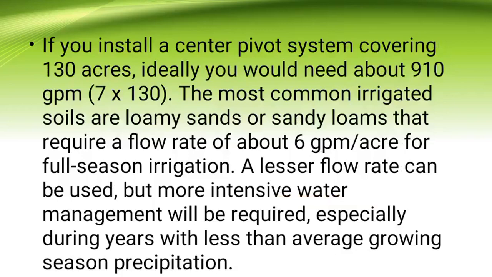If you install a center pivot system covering 130 acres, ideally you would need about 910 GPM, or 7 by 130. The most common irrigated soils are loamy sands or sandy loams that require a flow rate of about 6 GPM per acre for full season irrigation. A lesser flow rate can be used, but more intensive water management will be required, especially during years with less than average growing season precipitation.